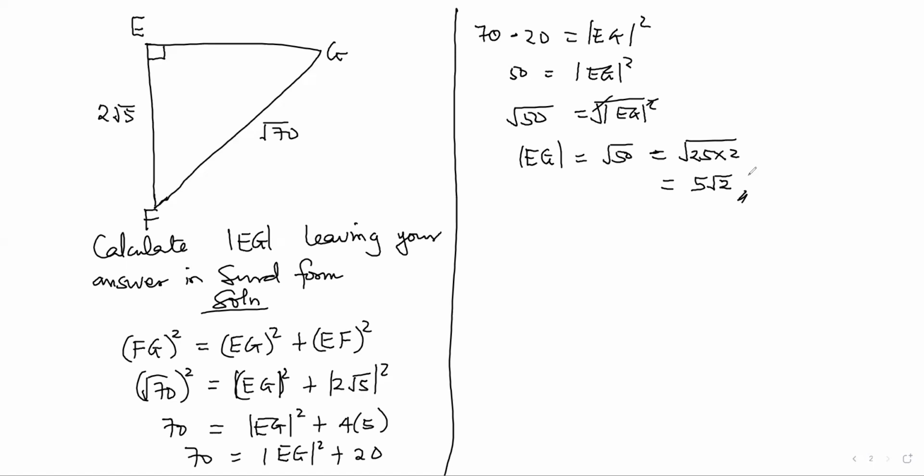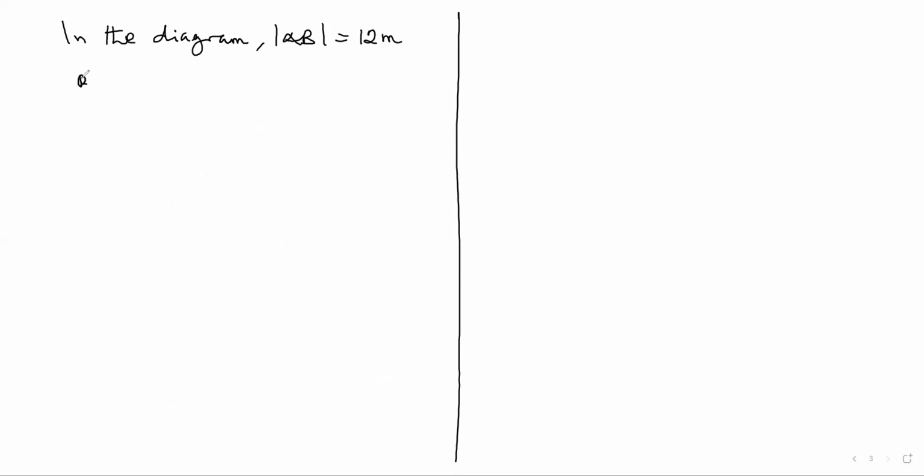Let's take another question. So in the diagram, AB is 12 meters, BC is 8 plus x meters, and AC is x meters. Then you have to find the value of x.